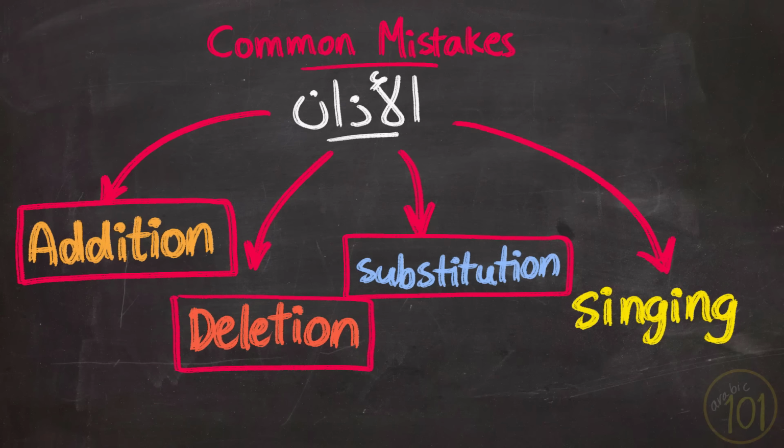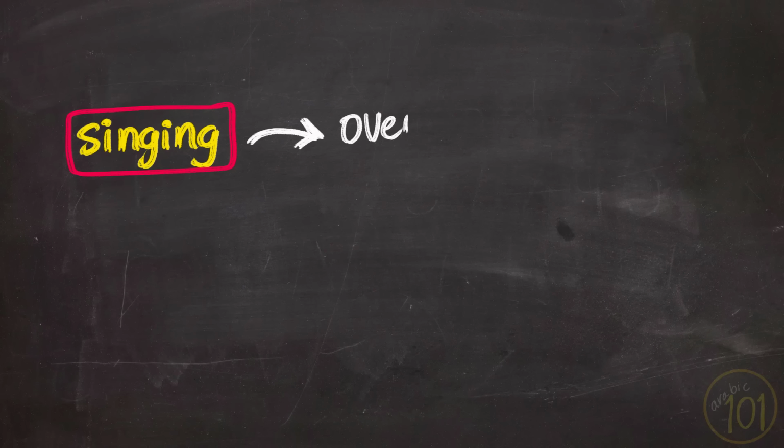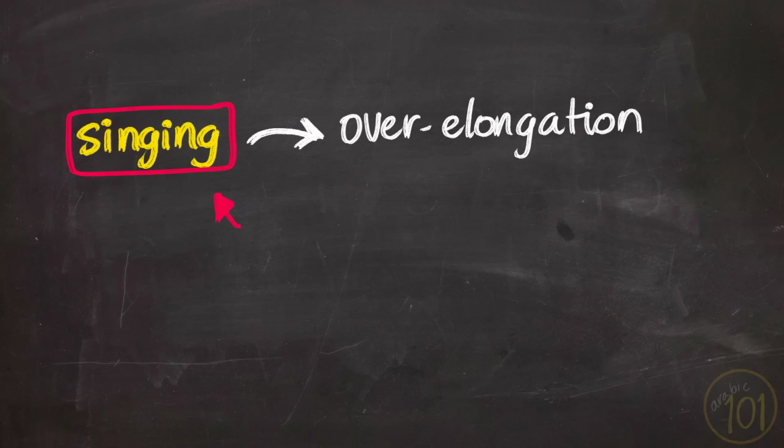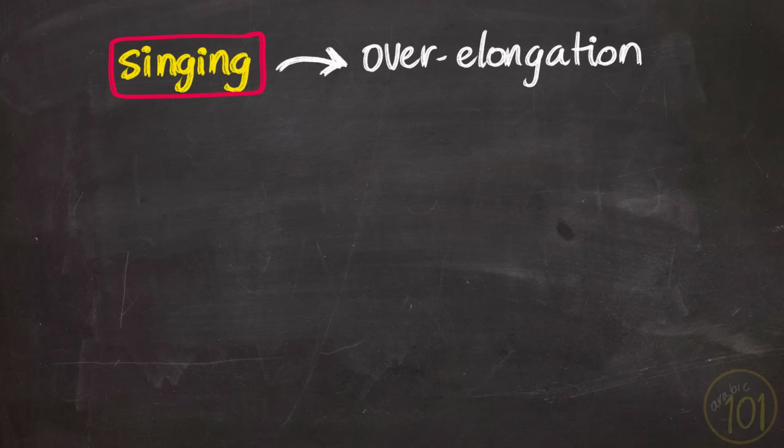Finally, and most importantly, the last type of mistakes, which is singing the adhan. Or in other words, the over-elongation of the words, which is by far one of the most common mistakes in so many masjids around the world. People often mistake beautifying their voices with singing or over-elongation of words that should never be elongated in Arabic speech. This remains a mistake no matter how many people make it.